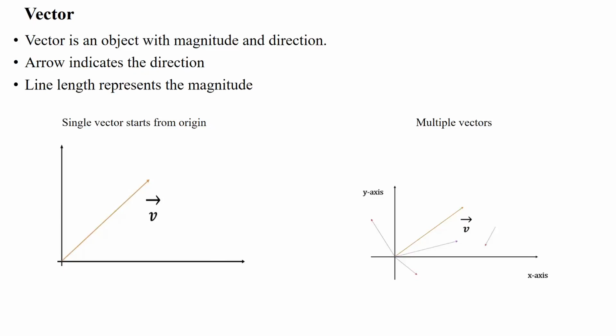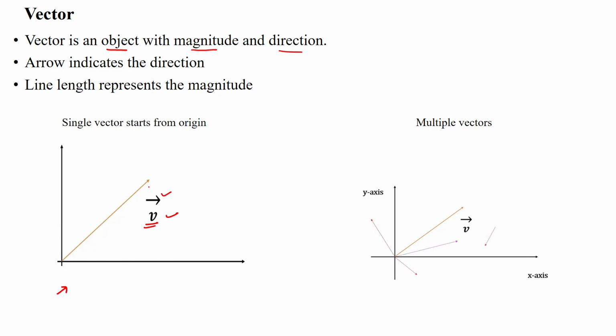Hello everyone, here we will discuss the purpose of vector mathematical objects in machine learning and deep learning applications. A vector is a mathematical object which has magnitude and direction for that particular feature. Here the figure always shows the vector representation, which is denoted with the notation of this arrow, indicating the vector representation.